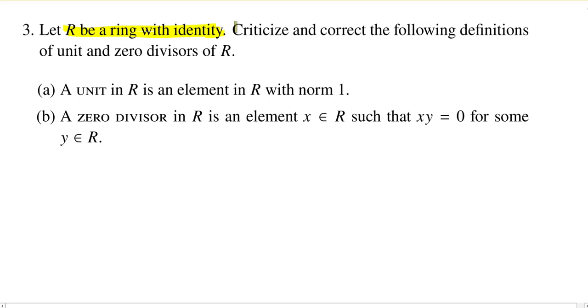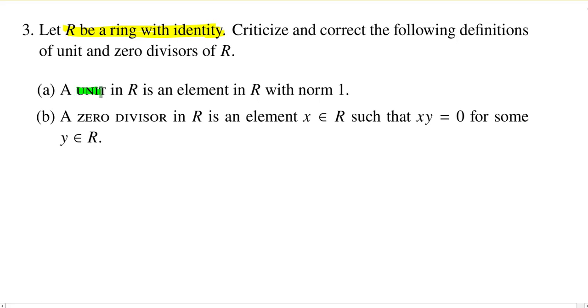Yeah, maybe it's the complex numbers, but maybe it's just like a matrix ring, or maybe it's modular integers, Z mod 6Z, who knows? But it should have an identity. And we're asked to criticize and correct the definitions given below for unit and zero divisors of this ring. So let's jump into the first one.